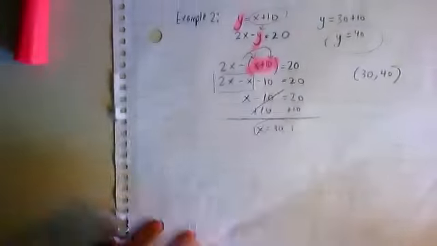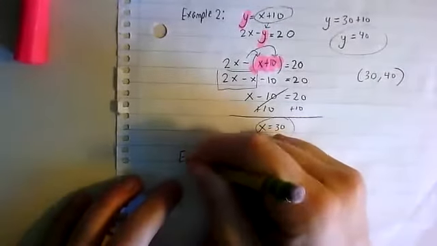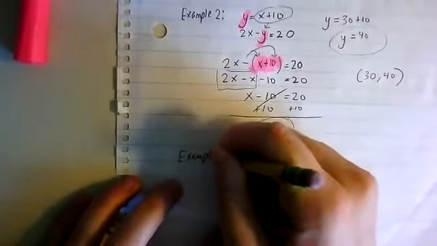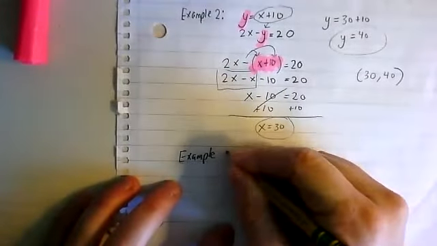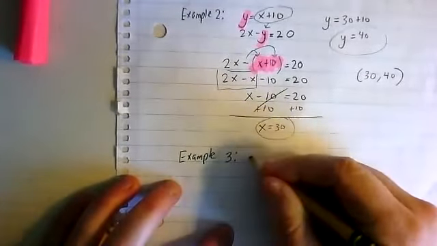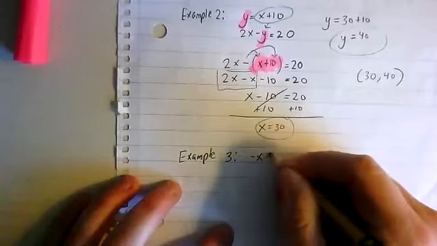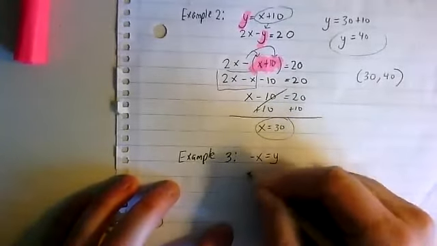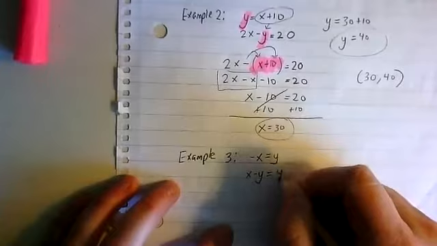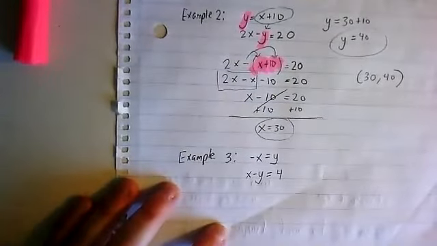Example 3. So these are the types of problems you're going to be seeing on Delta Math. So it'll be a good kind of review to look at these. So I'm going to have negative x is equal to y, and then x minus y is equal to 4. Okay? So a couple things.